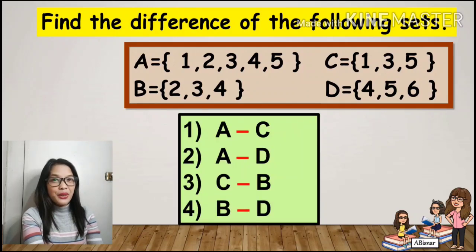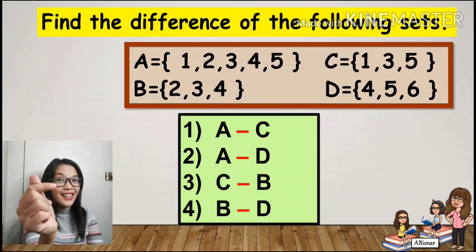This is what you're going to look for. Number 1, the difference between A and C. Number 2, the difference between A and D. Number 3, the difference between C and B. And number 4, the difference between B and D. Good luck!